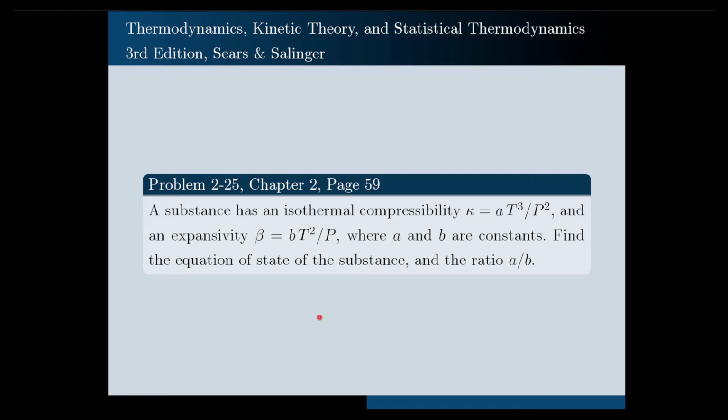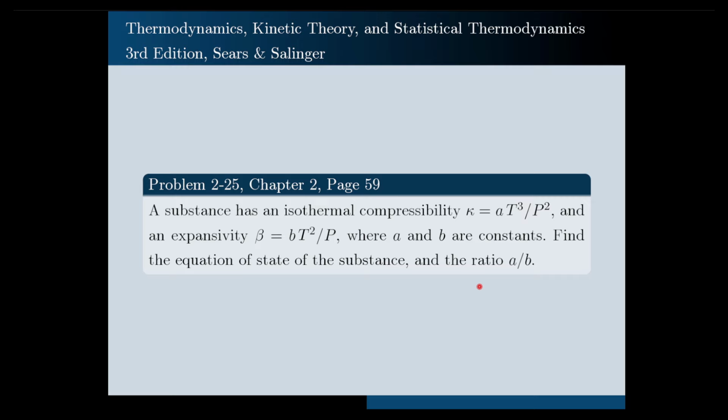Hello, in this video I'm going to solve the following problem for you. So let us read the problem. A substance has an isothermal compressibility kappa equals A times T cubed over B squared and an expansivity beta equals B times T squared over P. Of course here P is the pressure and T is the absolute temperature, where A and B are constants. Find the equation of state of the substance and the ratio of A over B.